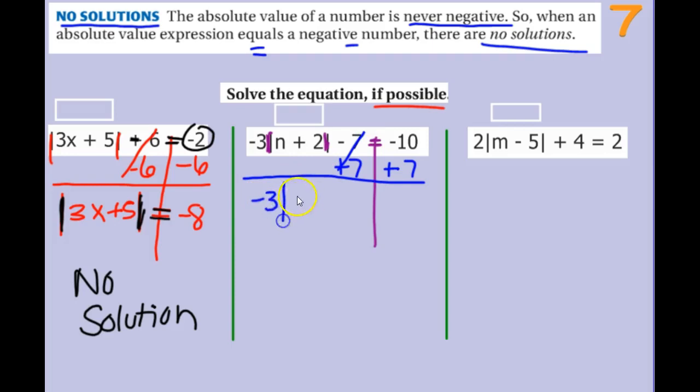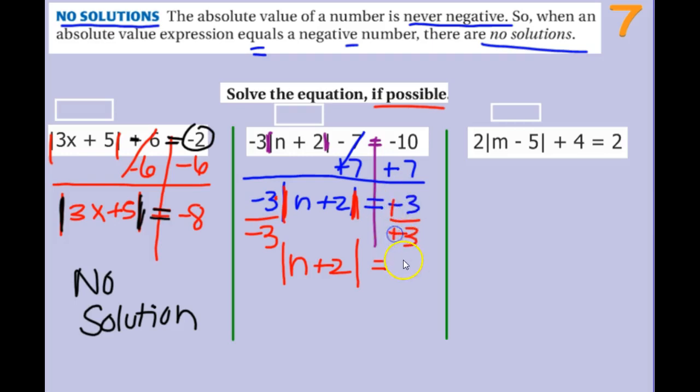We have -3 and then n plus 2. There's more negatives, so it's a -3. And our absolute value is not by itself yet. This is multiplied, so we need to divide by -3. So we have n plus 2 inside the absolute value. Here now two negatives make a positive. 3 divided by 3 is 1. So it looked like no solution, but really we can solve it.